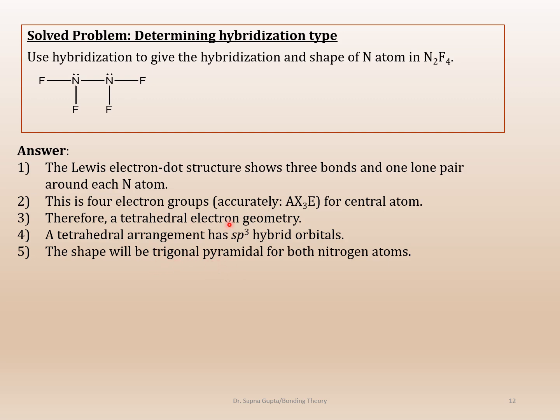Tetrahedral is the electronic geometry. The shape is trigonal pyramidal. Again, electronic geometry has to do with the number of electron groups. The shape has to do with how many atoms there are in addition to the number of electrons. So be careful.